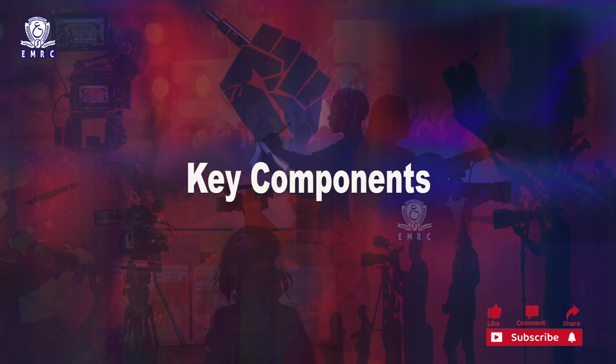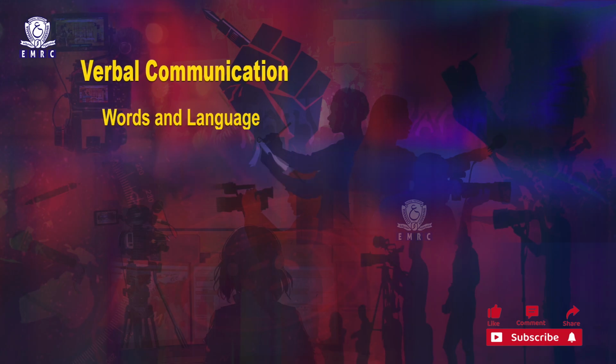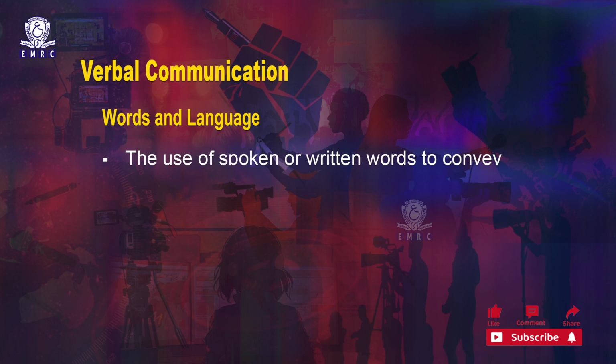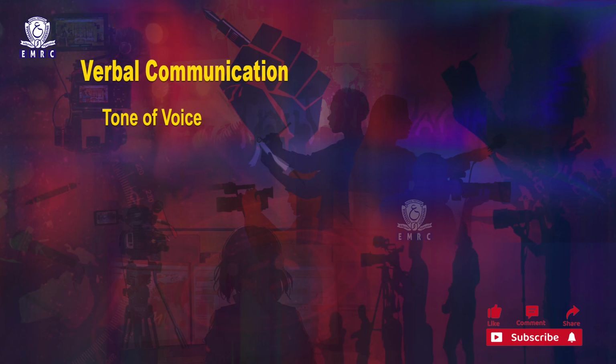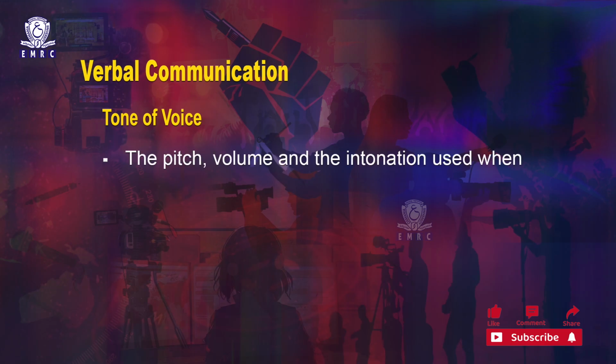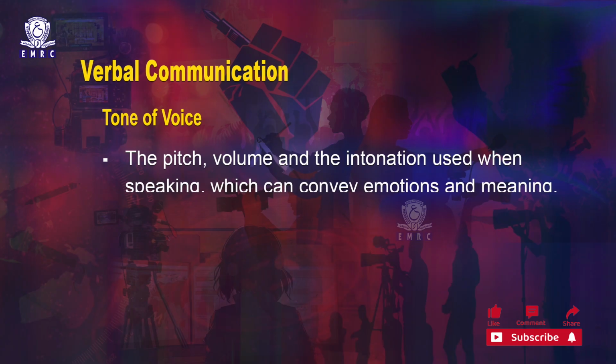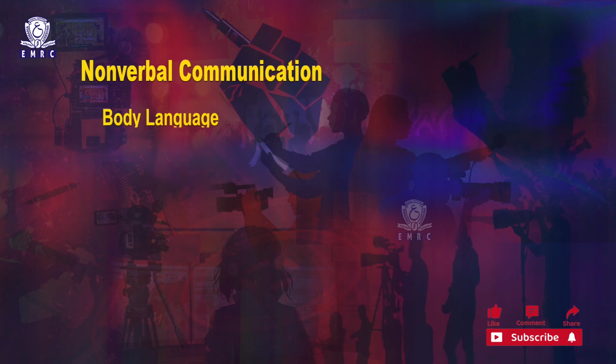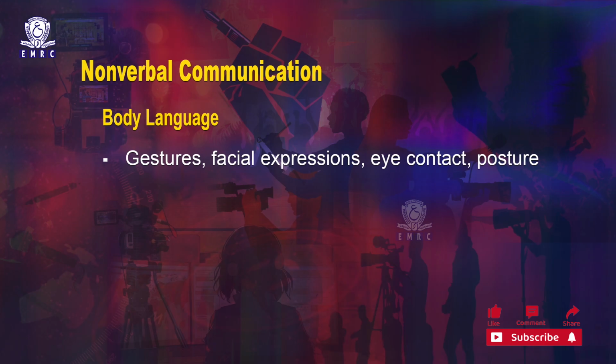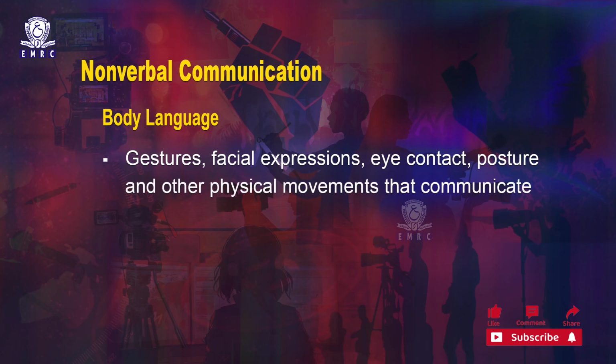Key components. Verbal communication. Words and language. The use of spoken or written words to convey messages. Tone of voice. The pitch, volume, and the intonation used when speaking, which can convey emotions and meanings. Non-verbal communication, body language, gestures, facial expressions, eye contact, posture and physical movements that communicate messages without words.